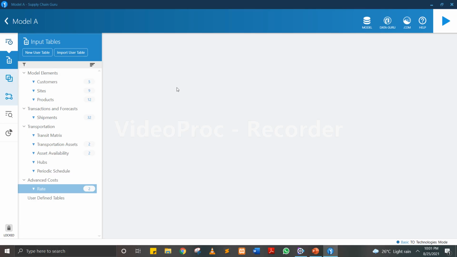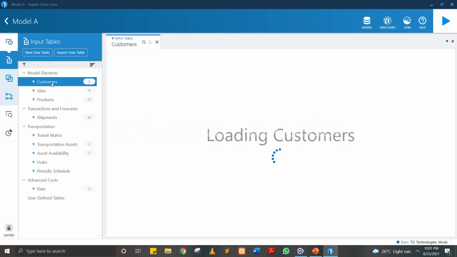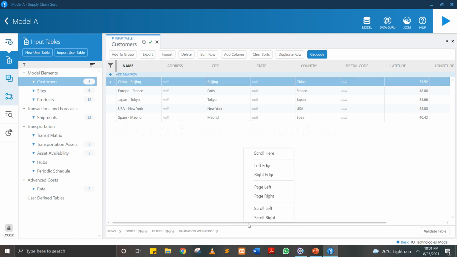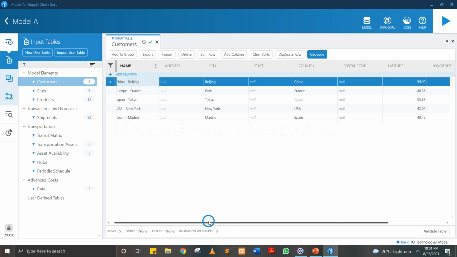Here, as I said before, the demonstration will be done using the Supply Chain Guru application. Their customers are situated in multiple places around the globe, mainly China, Europe, Japan, USA, and Spain. The longitudes, latitudes, cities and countries are all populated in this table.